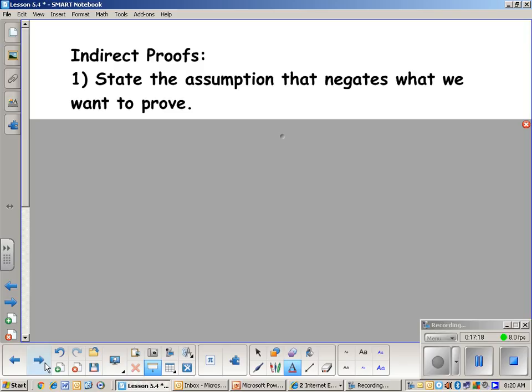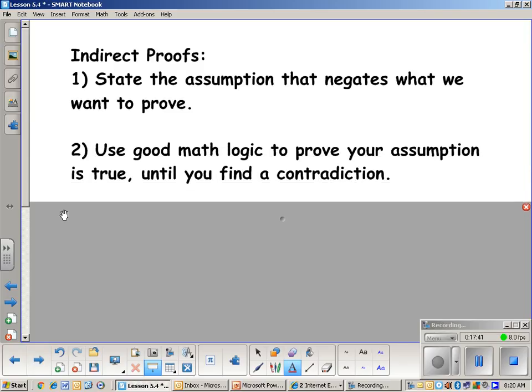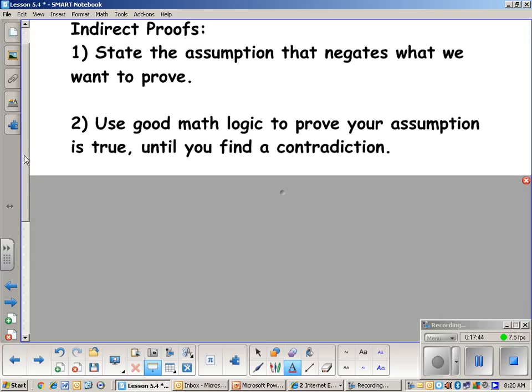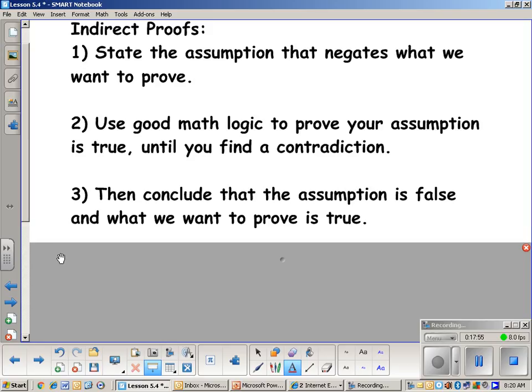Okay, last concept here. Indirect proofs. There's 3 steps to writing an indirect proof. We start out by stating the assumption that negates what we want to prove. Then we use good math logic to prove the assumption is true until we find a contradiction. Then we conclude that the assumption is false. What we really wanted to prove in the first place is true.